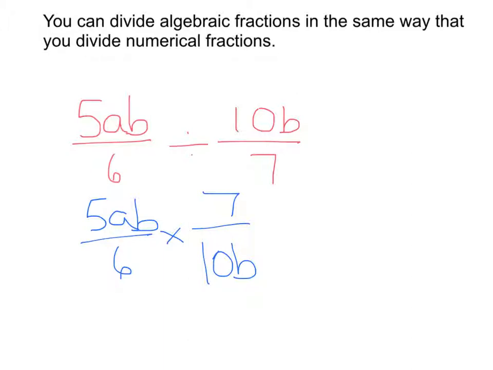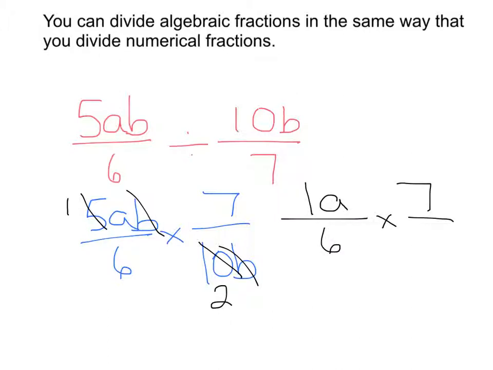So the b divided by b would go away. The 5 can go in the 10, so we can divide this by 5 and get 1. We can divide the 10 by 5 and get 2. So then we are left with 1a over 6 times 7 over 2. So now you can go ahead and just multiply straight across like normal, and you would get 7a over 12.